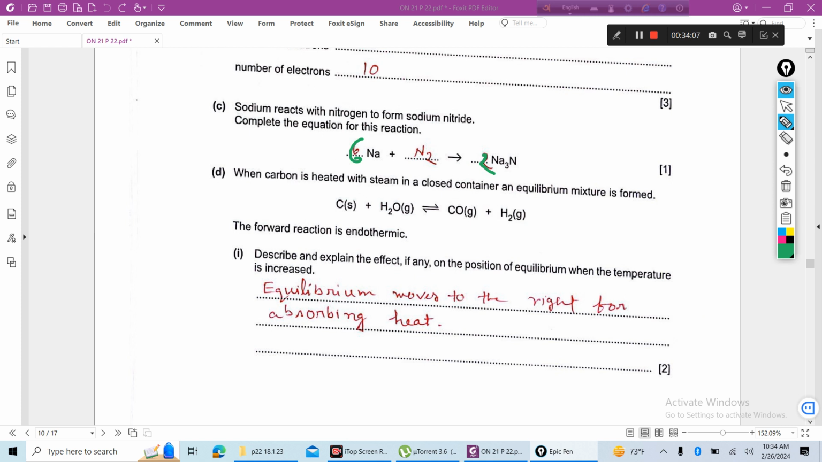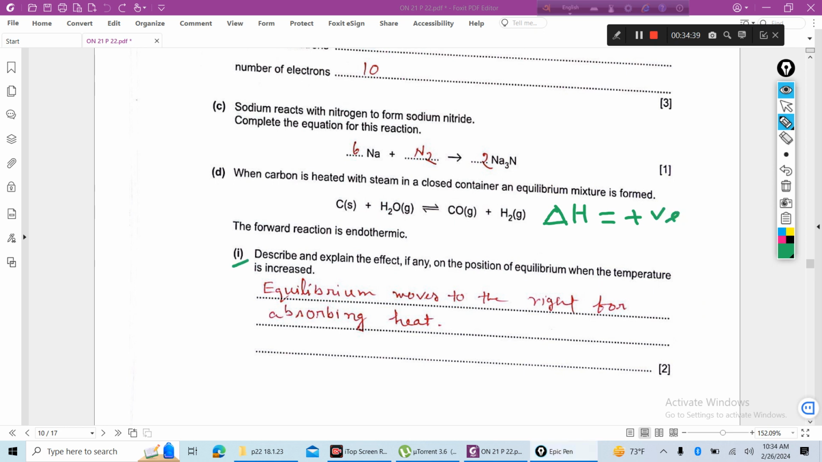Next, when carbon is heated with steam in a closed container, an equilibrium is formed. Carbon reacts with steam, carbon monoxide and hydrogen gas is produced. Here carbon is solid, water gas, carbon monoxide gas, hydrogen gas. The forward reaction is endothermic. You know this delta H value is positive, so this is endothermic.